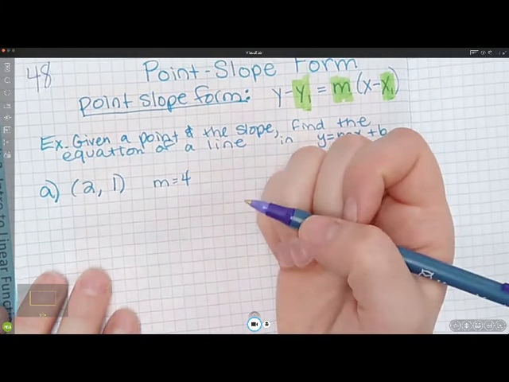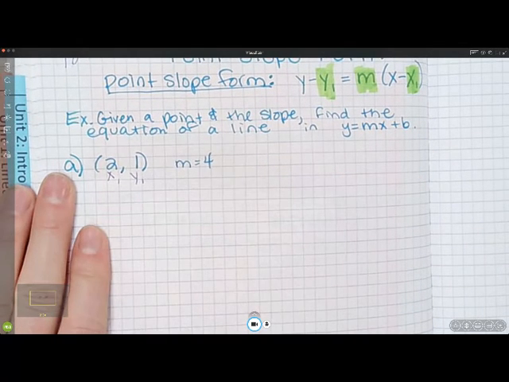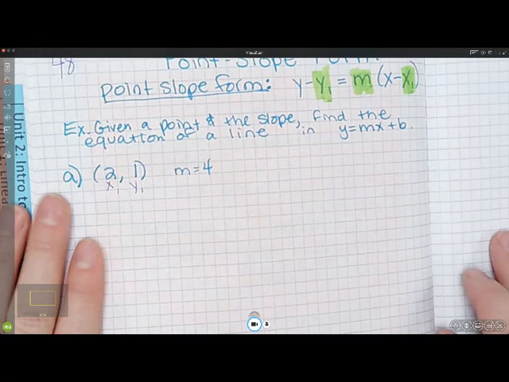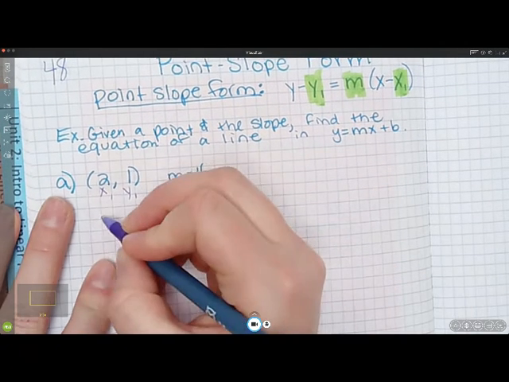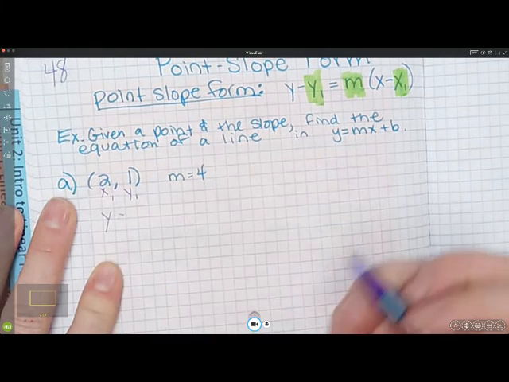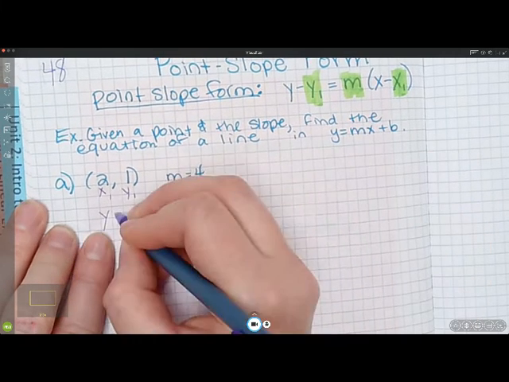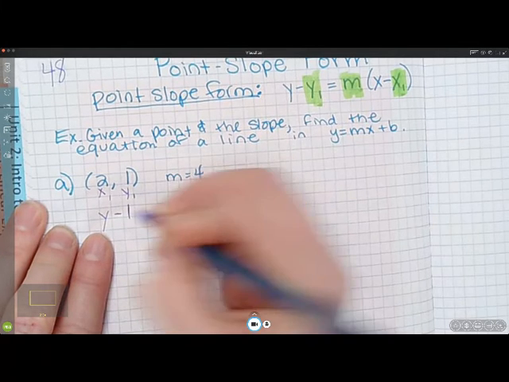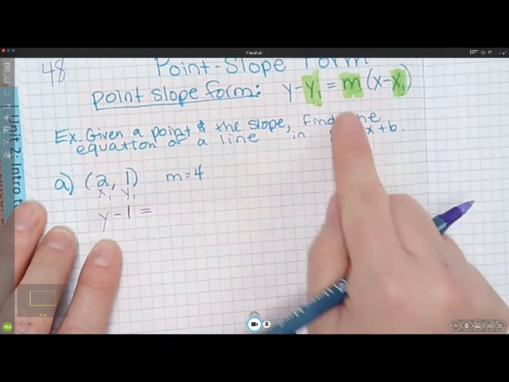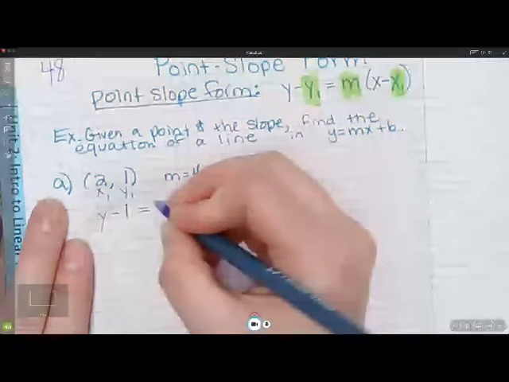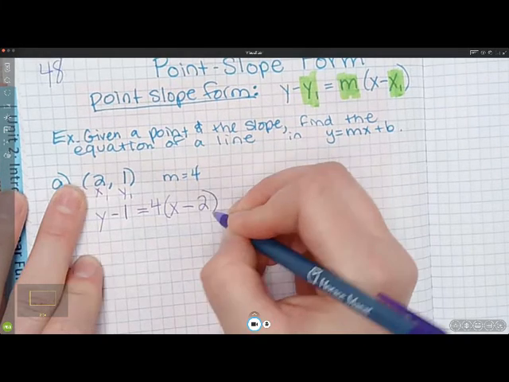Whenever we're given a point, we're going to name this x1, y1. We're going to use the formula, and we are going to plug in y1, m, and x1. So we'll start out with y minus y1. It already has a minus there, so I'm just going to put in this 1 in that spot where it says y1. Equals, instead of m, I'm going to put 4. So I'm going to substitute x minus x1, which is 2.